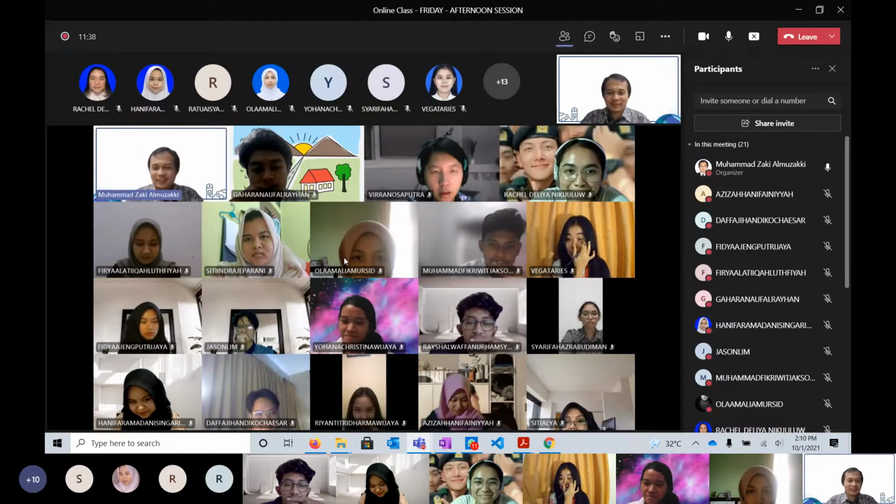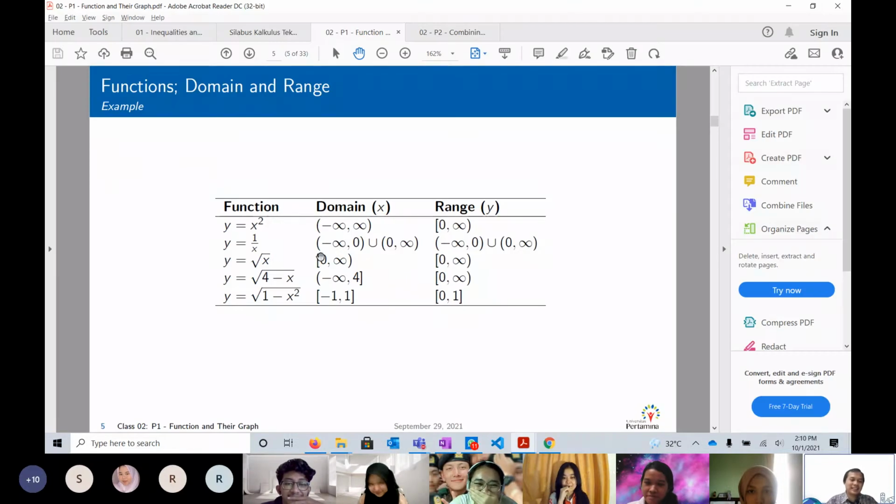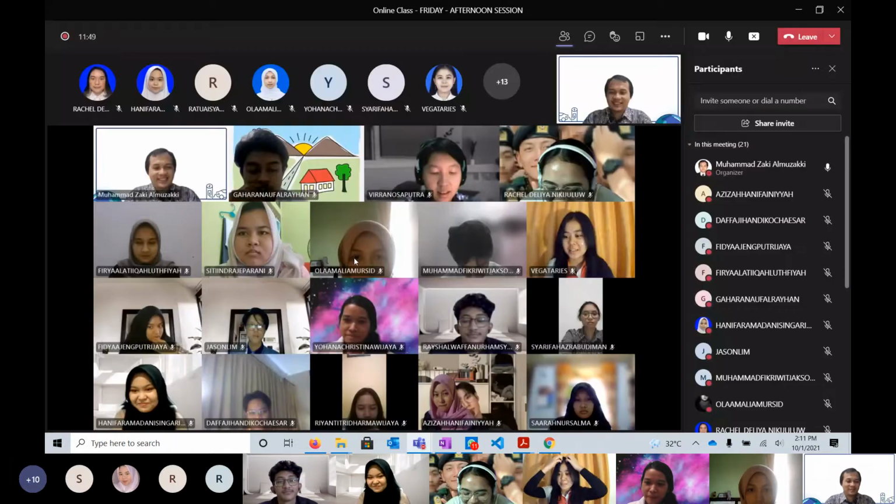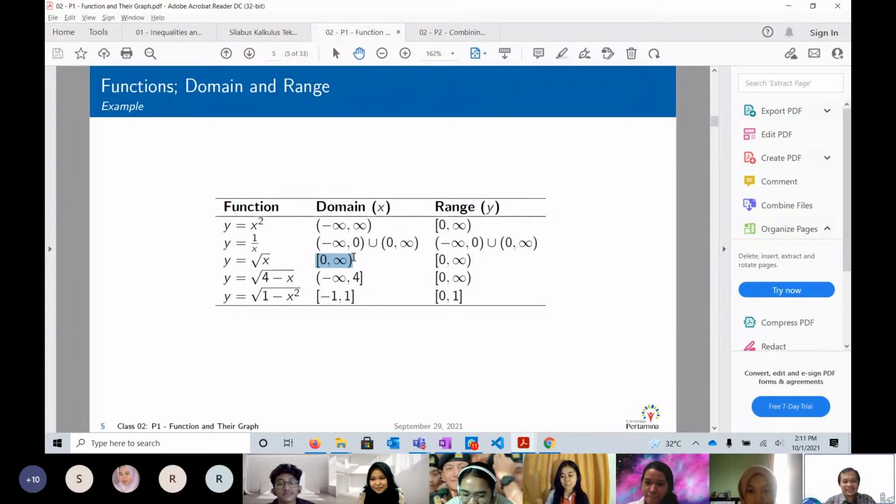Jason Lim, can you explain to me why the domain is non-negative numbers? If you're not confident with explaining it in English, you can also explain it in Bahasa. Why there's no negative number? Because, in my opinion, a negative number cannot be root. Yes. Nggak bisa diangkat.